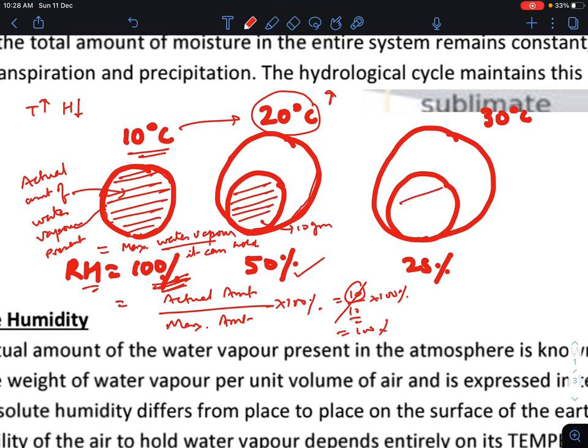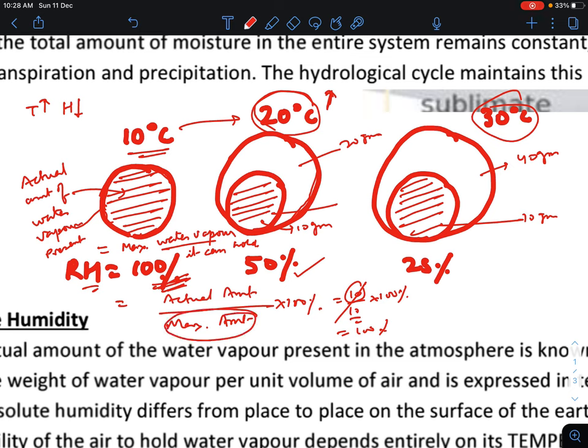Similarly, suppose earlier it was 10 gram, and now the holding capacity is going to increase, suppose to 40 gram, and we have only 10 gram here, and the maximum was 20 gram. This means with an increase in temperature, the water holding capacity of the molecules is going to increase. If the maximum amount of water is going to increase, that is, the denominator is going to increase, then what is going to happen? The relative humidity is going to decrease.